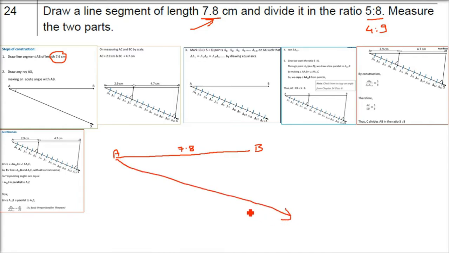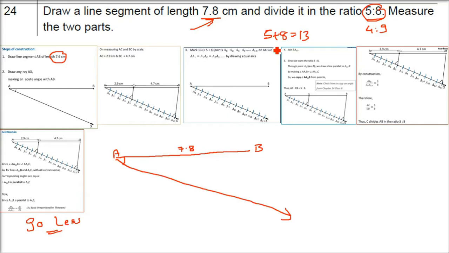In geometry box, whatever is there with you, just use it. You know what to use where. This has to be an angle less than 90 degrees. So any angle between 30 to 60 will do. Now 5:8. 5:8 means there will be 5 plus 8, 13 parts. AB has to be divided into 13 parts.